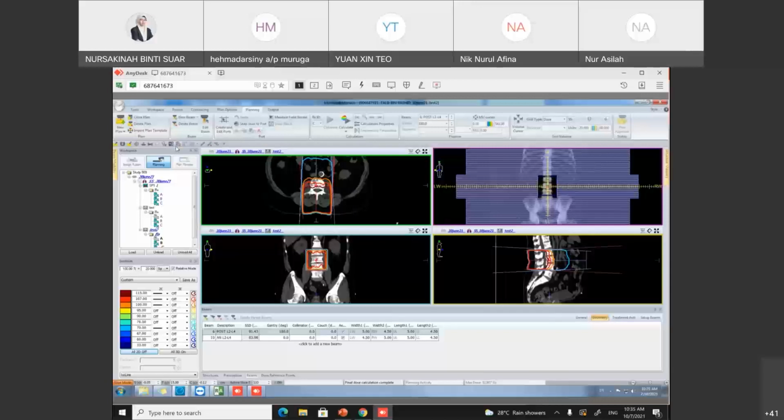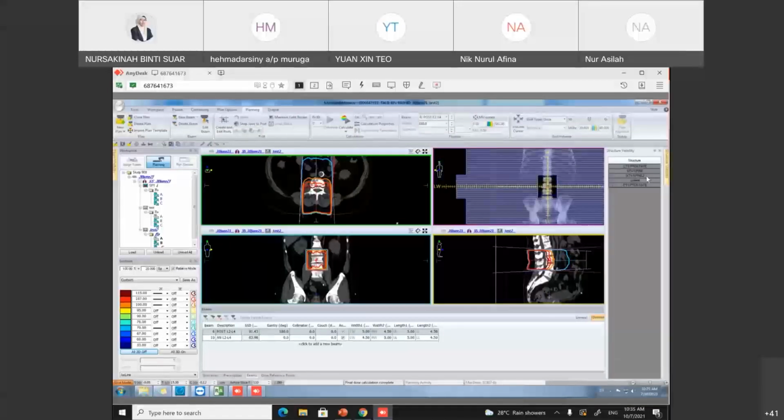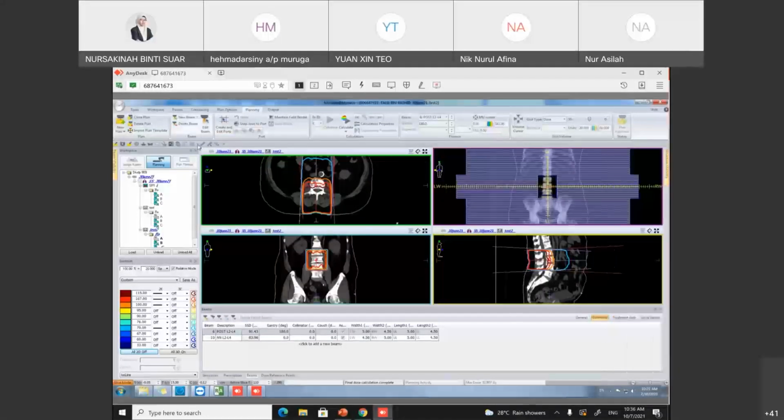So for this patient, the separation of the patient body is, you can see, 24 cm, I think. 24 cm. Okay.